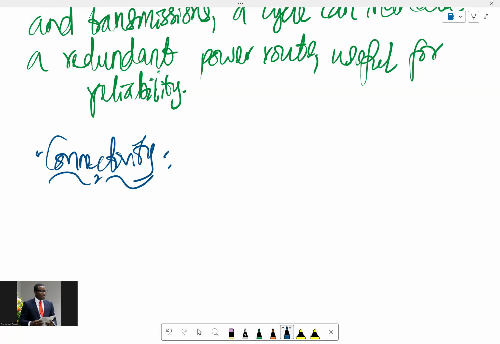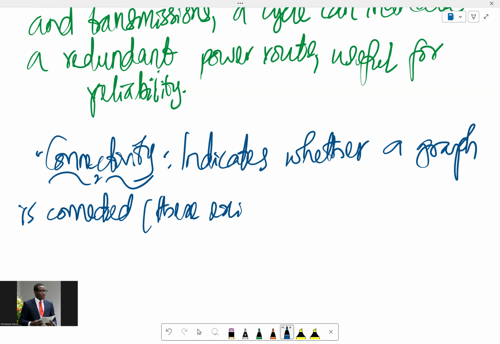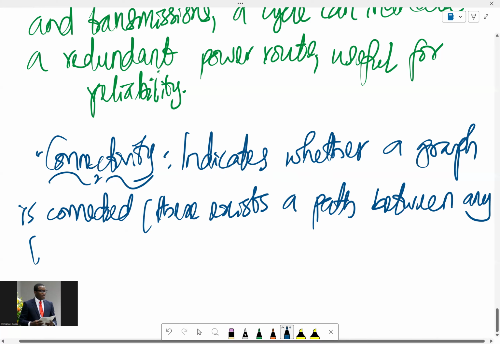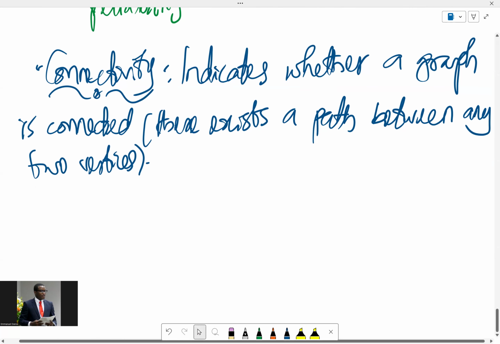Connectivity simply indicates whether a graph is connected. That is, there exists a path between any two vertices. That's what connectivity is. So if there's no path between two vertices, then the vertices are not connected.